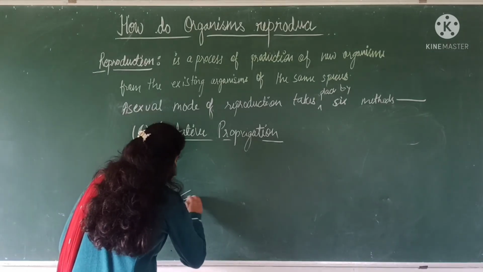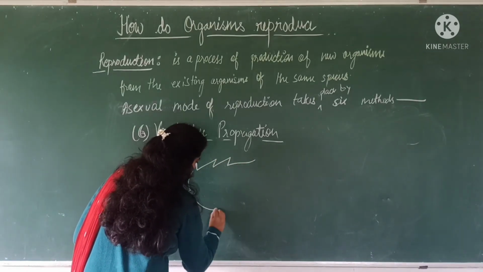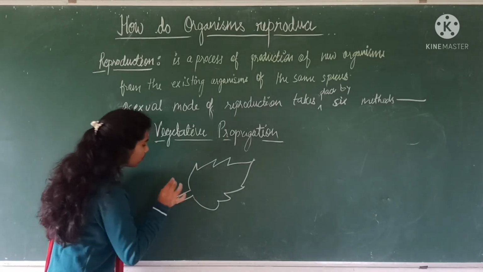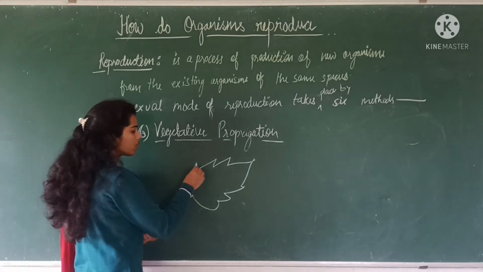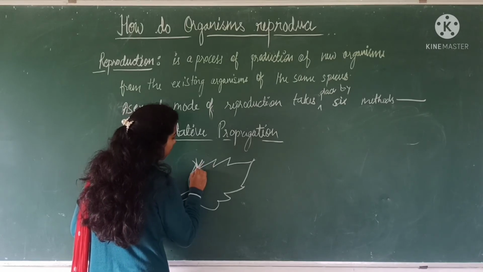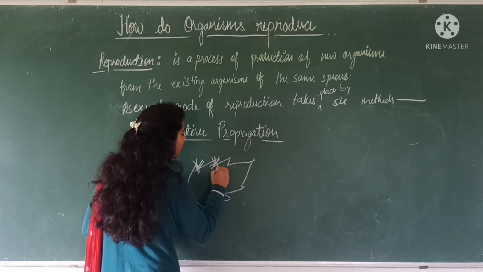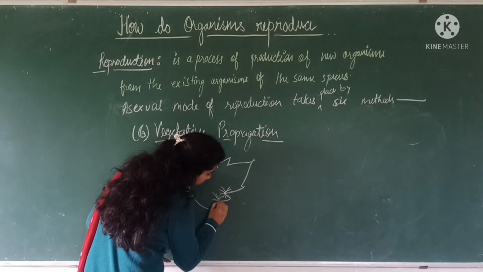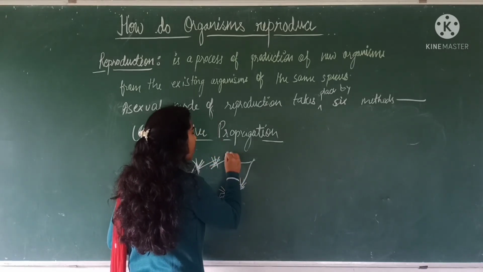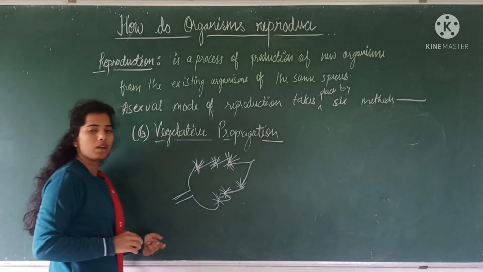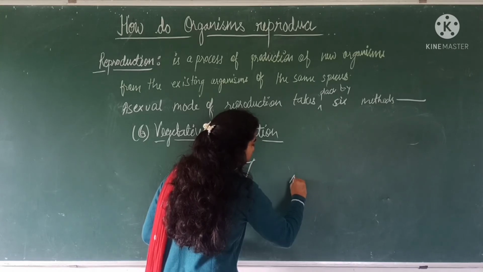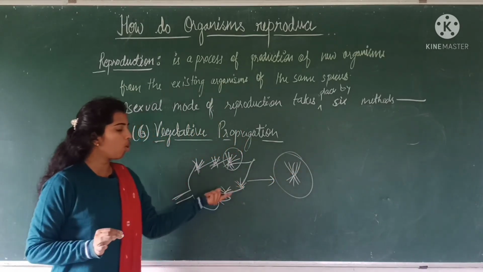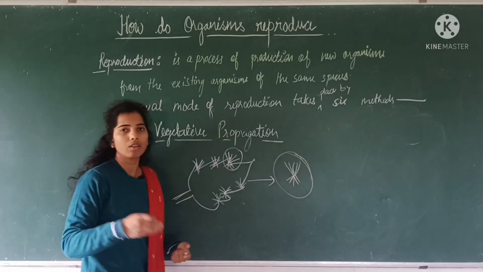bryophyllum. Bryophyllum is a plant. A new bryophyllum plant can be obtained from its leaves. At the margin of the leaves, they start producing bud-like structures, and after some time this bud detaches from the leaves of the bryophyllum and gives rise to a new plant. This makes the whole plant of the bryophyllum.